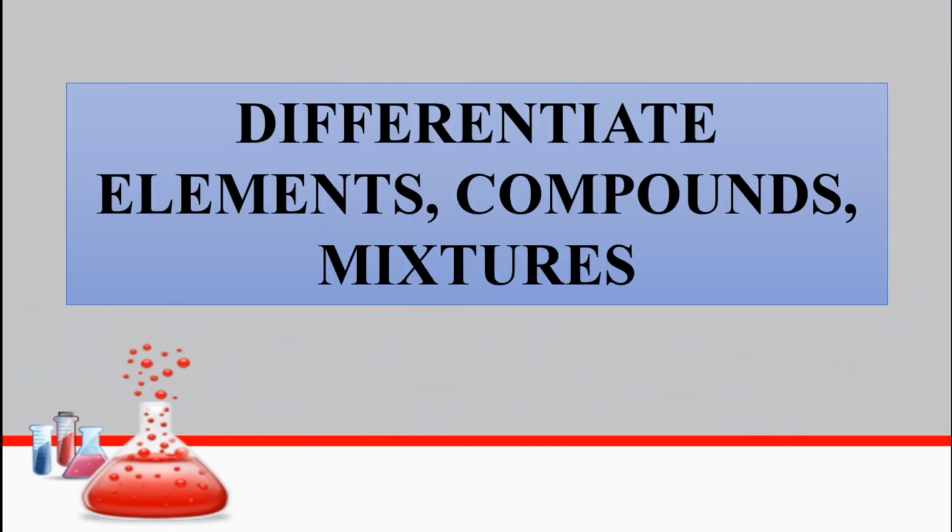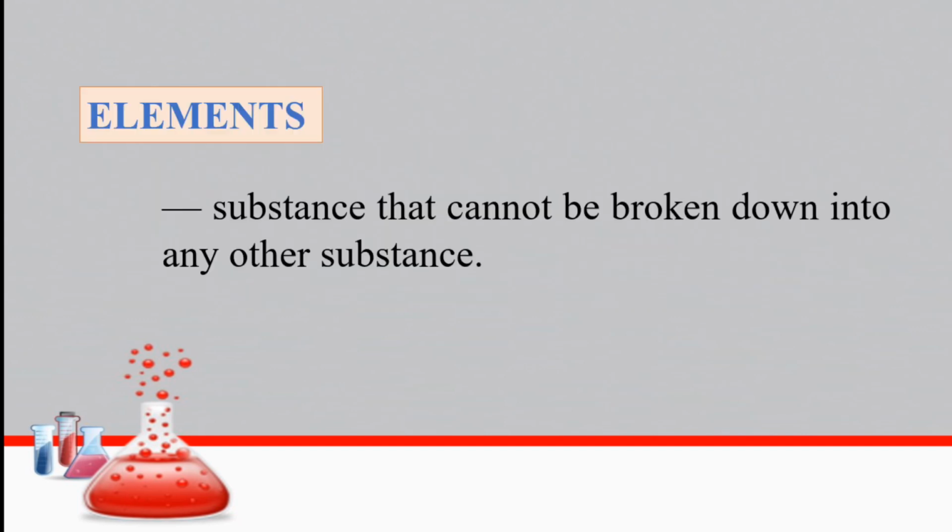Differentiate elements, compounds, and mixtures. An element is a substance that cannot be broken down into any other substance. Every element is made up of its own type of atom. This is why the chemical elements are all very different from each other. Everything in the universe contains the atoms of at least one or more elements.